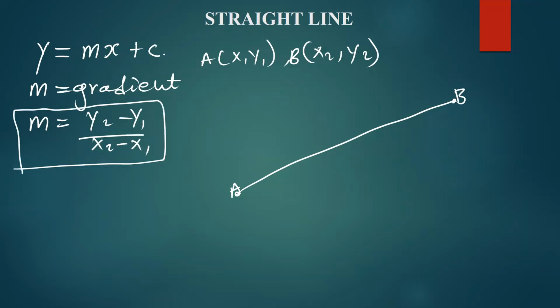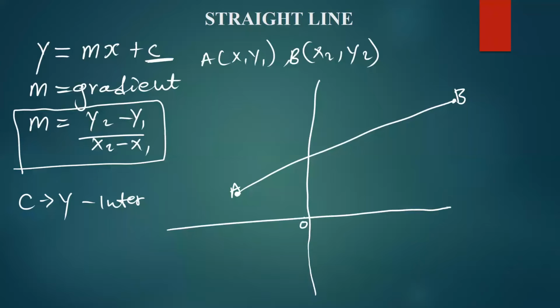After finding the gradient, you can now find what is known as the y-intercept. So c is called the y-intercept, which is simply the point at which this line cuts the y-axis. For instance, if we have the x-y plane like this, this is the x-axis and we also have the y-axis. At the point where this line cuts the y-axis, this is where we have this constant c. If this is 2, it means that here you're going to have 2. That is known as the y-intercept.